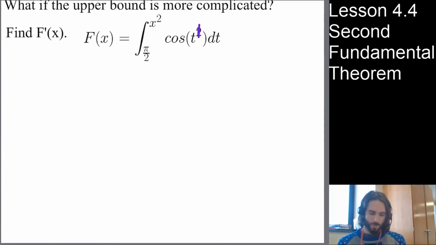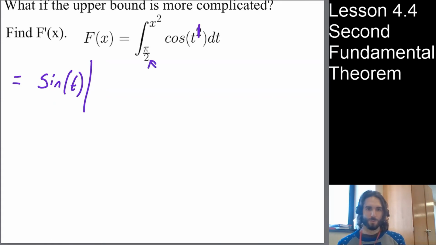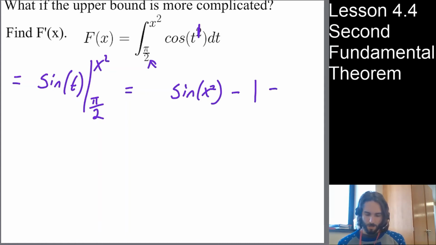So the integral of cosine is sine. So this is sine t. And notice here I made this not 0, so we can see what happens with that too. We're going to go from x squared to pi over 2. So this is sine of x squared minus sine of pi over 2, which is 1. And that is, again, f of x.